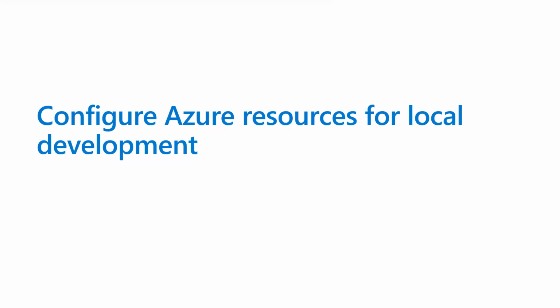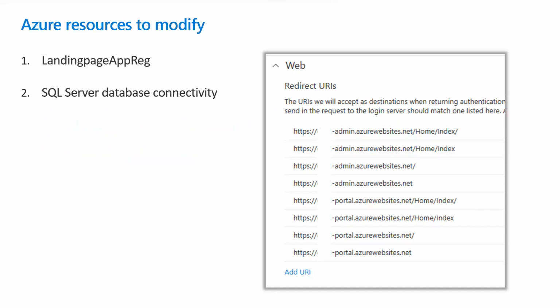Now that the SaaS Accelerator is deployed onto Azure, we need to change the default configuration of some of those resources to allow it to integrate with our local development environment once we get that going. So let's see what's involved there. First of all, we need to set up our landing page app registration to allow the local debug URLs that we'll be using for localhost to be allowed to make requests through this app reg. And next, we're going to set up our SQL Server database connectivity, but we'll do that as a separate activity. So first, let's go in and set up our app registration.